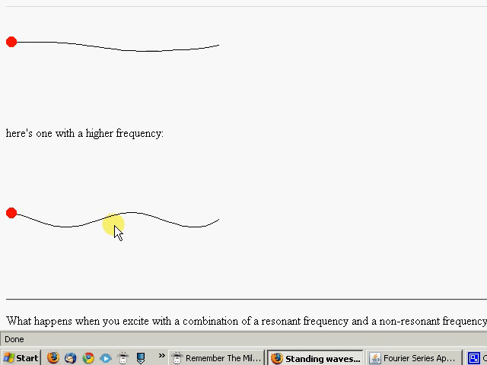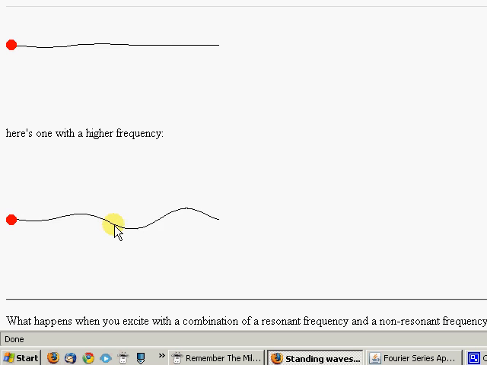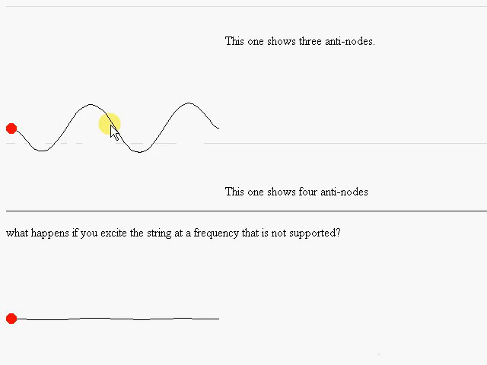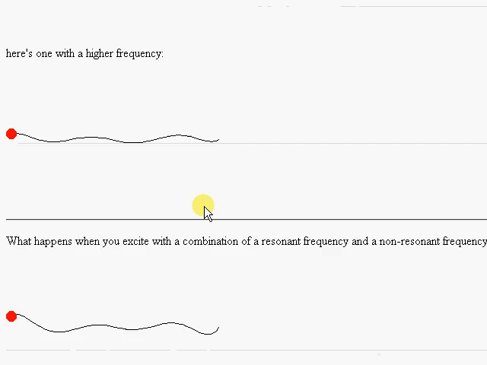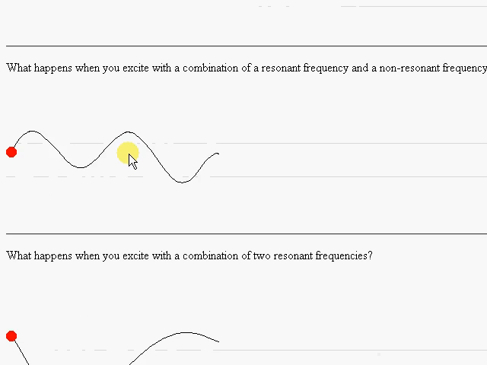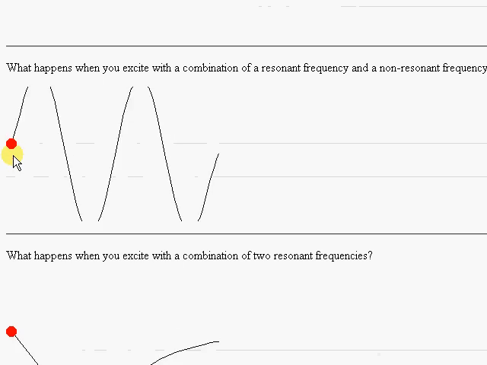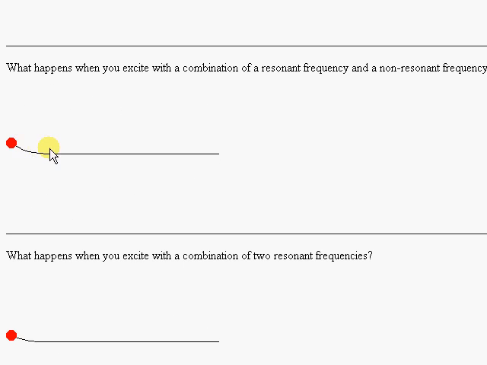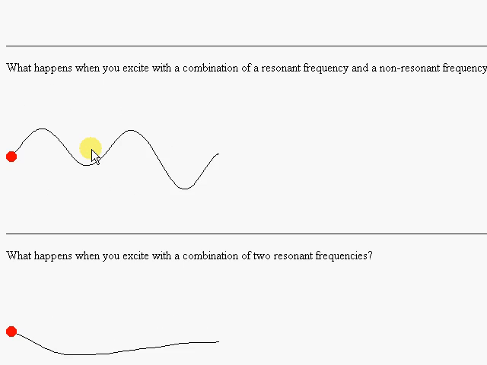Here's another example, a slightly higher frequency. The string's definitely moving, but it never grows like, say, this one does. Watch it again. It gets bigger and bigger and bigger. Here I'm exciting it. Look how crazy this red dot is moving. It's kind of a combination of 2 different frequencies. One of them is a resonant one. The other one is not.